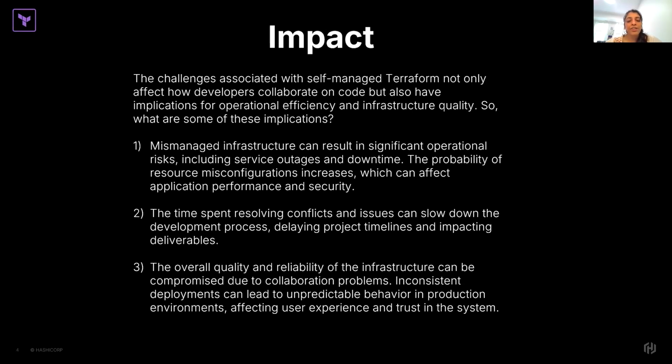So what's the impact, right? The challenge is it's not just about how developers collaborate and code, but it has a huge efficiency and infrastructure quality related impact. Some implications are mismatched infrastructure, which can result in operational risks, including outages and downtime. And the other one is that time spent resolving these conflicts can slow down the development process drastically, which obviously impacts project timelines and deliverables.